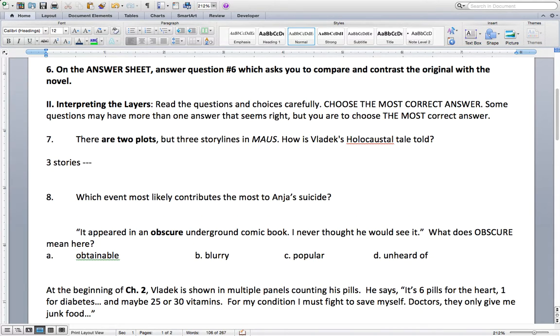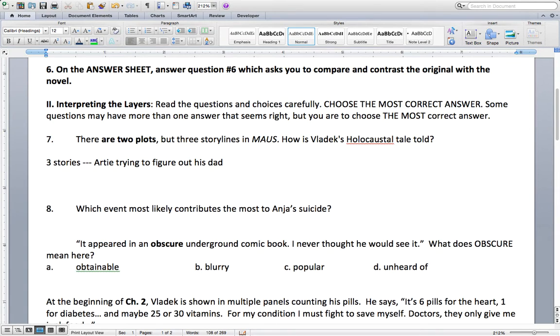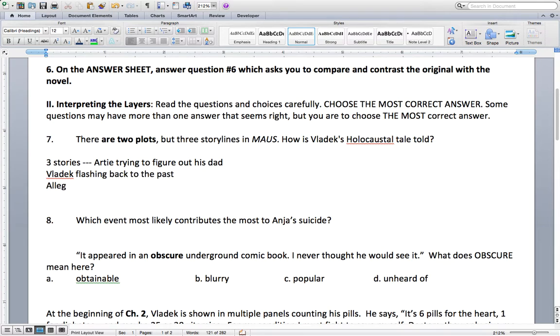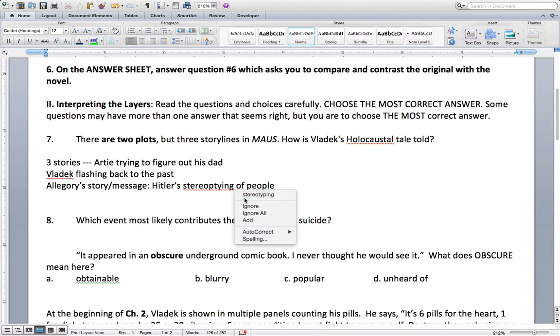3 stories. There's Art trying to figure out his dad. There's Vladek flashing back to the past. And then there's the allegory story, which of course is Hitler's stereotyping of people, his view of people. Spelled wrong. Okay. Just like sugar in 4th grade.